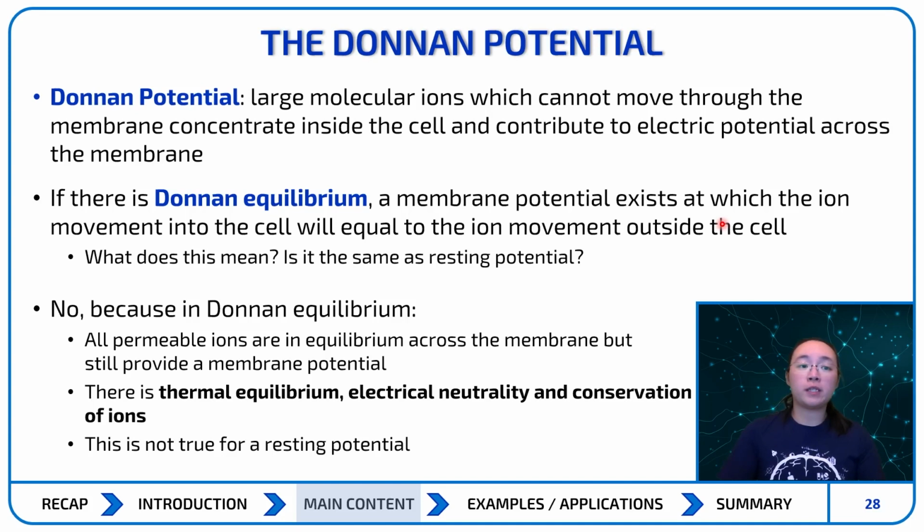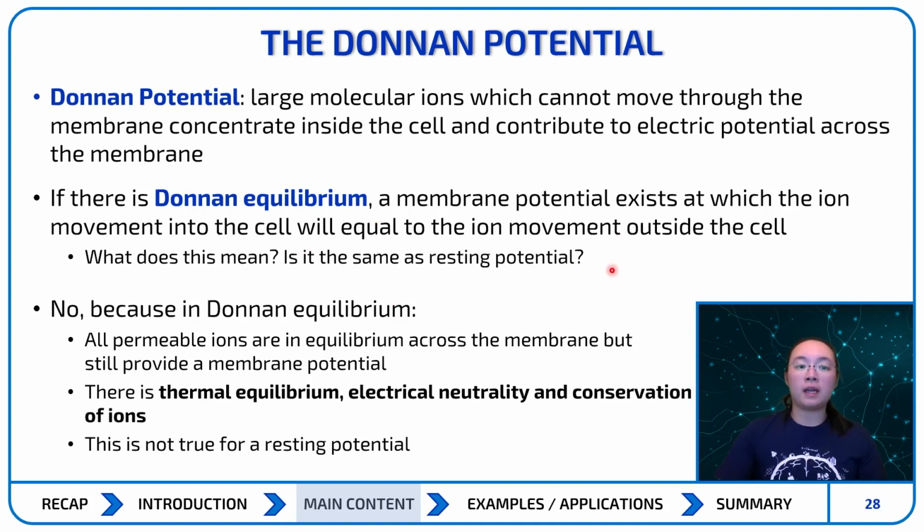Next, we have the Donnan potential. We've talked about the Donnan equilibrium before. The Donnan potential comes from the fact that large molecular ions that can't move across the membrane are going to be concentrated inside the cell and contribute to an electric potential across that cell membrane. And because that creates that Donnan equilibrium, if that equilibrium exists, that means the membrane potential exists at which the ion movement into the cell is equal to the ion movement outside the cell. So the ion movement is equal, but the charge is not.